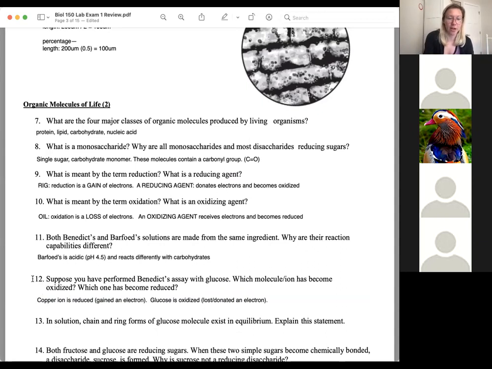suppose you have performed the Benedict's assay with glucose. And then it asks which molecule was oxidized and which one was reduced. So you have to think about which one lost the electron and which one gained the electron. And of course, I have the answer here. So the copper ion gained an electron. Because it gained, that means it was reduced. And the glucose was oxidized, so it lost or donated an electron.